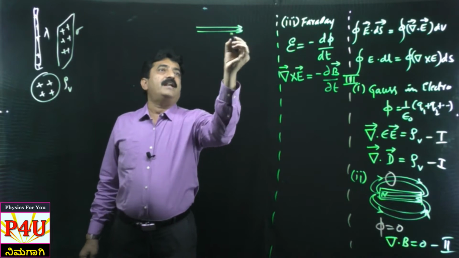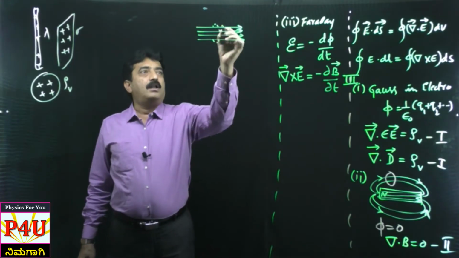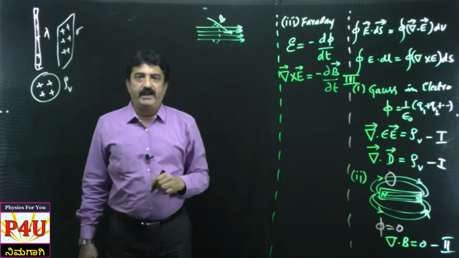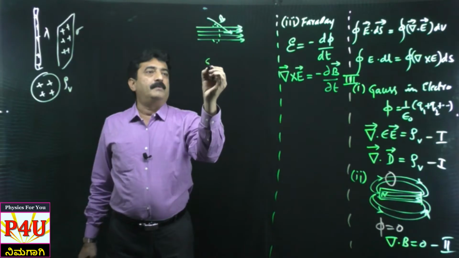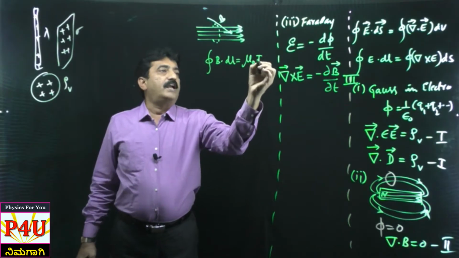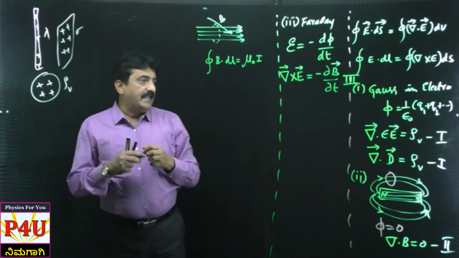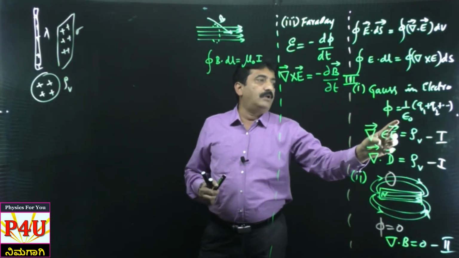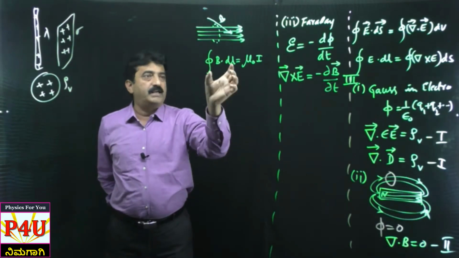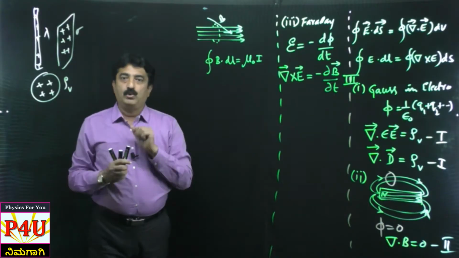If there is current in a region, imagine a boundary around this current, that is called an Amperian loop. Draw a tangent to the Amperian loop, it represents the magnetic field. Then according to Ampere's circuital theorem, the line integral of B dot dl is equal to mu naught times the current enclosed by the loop. It is like total flux is equal to 1 by epsilon naught times charge. Here it is not B dot ds, it is B dot dl equal to mu naught times I. This is called Ampere's circuital theorem.